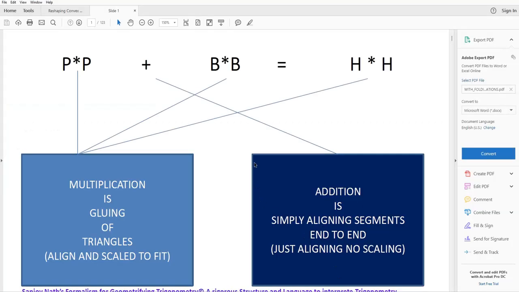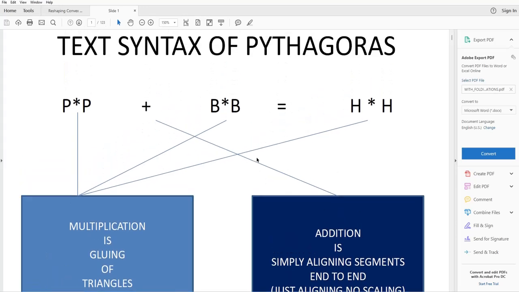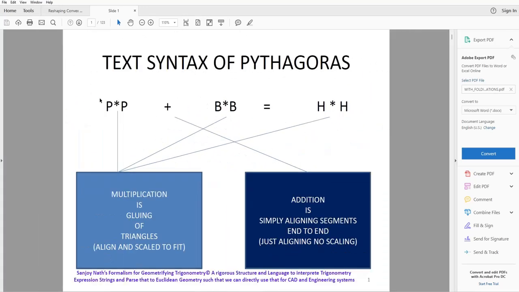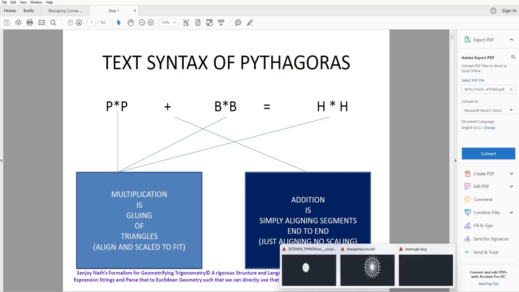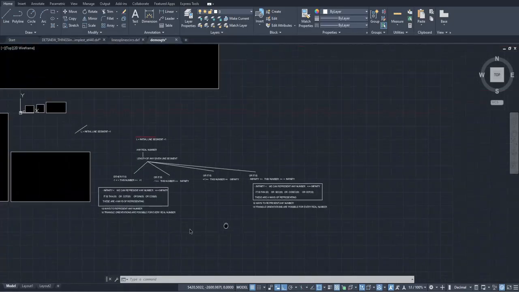Here we are preparing a presentation for students such that we can understand the things there. Suppose we have the Pythagoras theorem, which says that perpendicular is multiplied with perpendicular and base is multiplied with base, and then we get hypotenuse over hypotenuse. This star operation is ultimately the gluing of the triangles, and the addition is the aligning of the line segments end to end. First I should demonstrate that here.